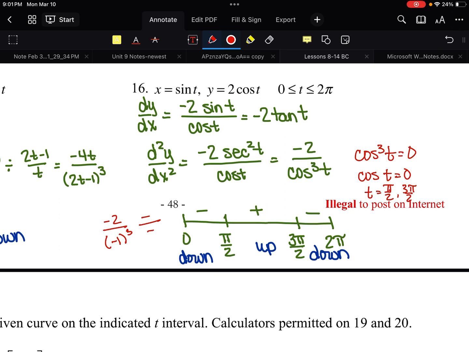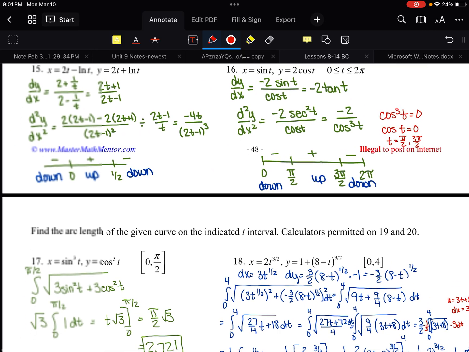So the interval from pi over 2 to 3 pi over 2, the function is concave up. And then plug in something between 3 pi over 2 and 2 pi. That's in quadrant 4, so x is going to be positive. So we're going to have a negative over a positive. That's going to be negative again. So there are your intervals for the different concavities.